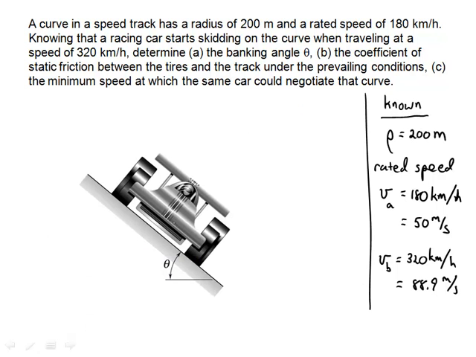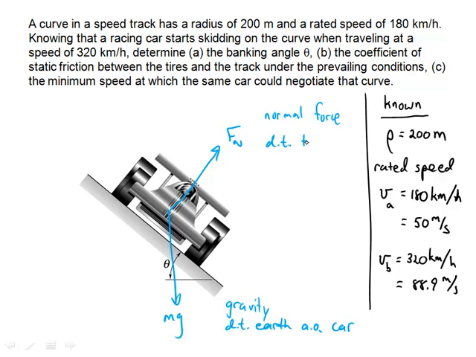So what are the forces acting on the car? Well, of course, I've got mg, so that's gravity due to the earth acting on the car. There is a normal force. Of course, the normal force is perpendicular to the surface, due to the track acting on the car. And then finally, a frictional force, which in part B is going to be down the track. So that's in that direction. So F static.